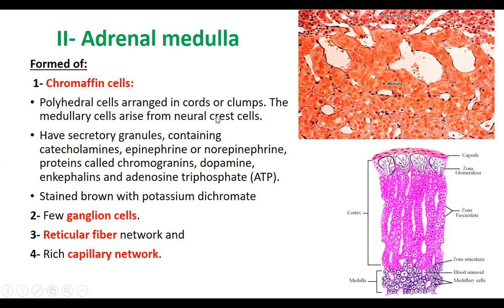The medullary cells arise from the neural crest cells. As we saw, they develop from the neural crest cells, so they are part of the nervous system itself. They have secretory granules. If you study them in more detail in histology, you will see the secretory granules containing catecholamines, especially epinephrine as well as norepinephrine, proteins called chromogranins, dopamine, as well as ATP.